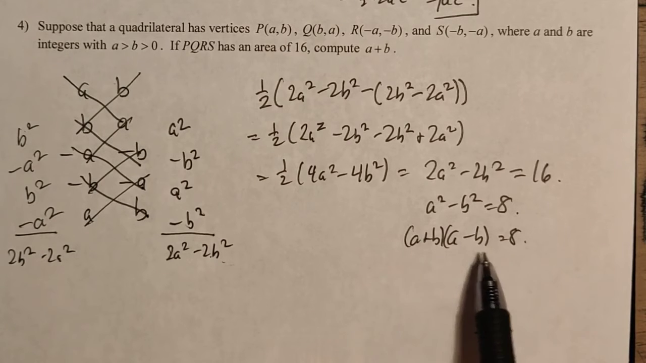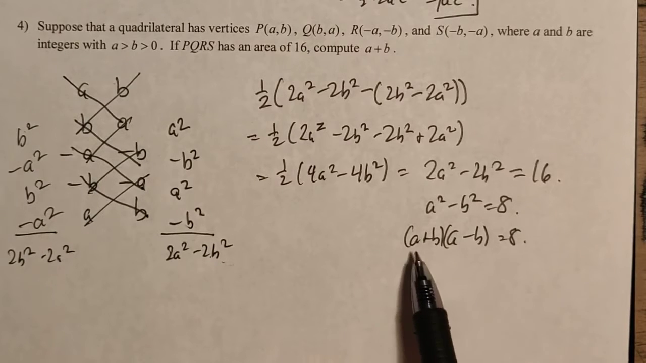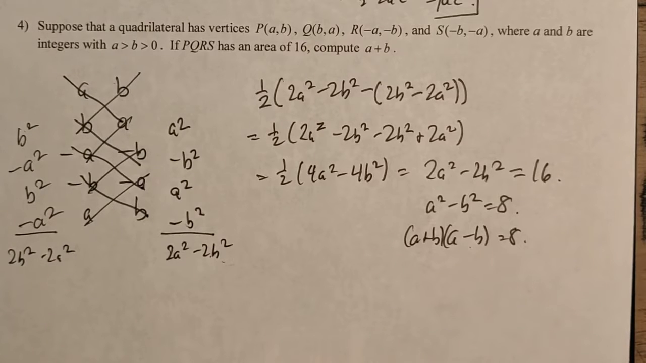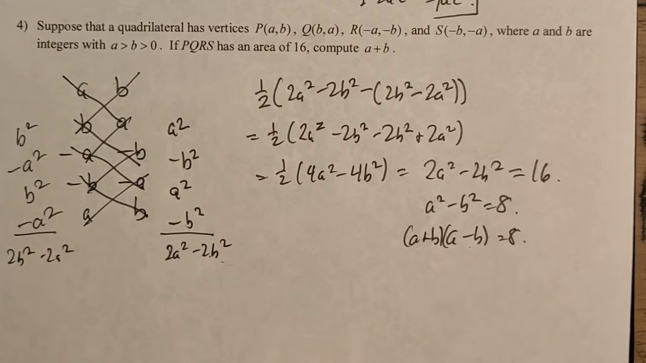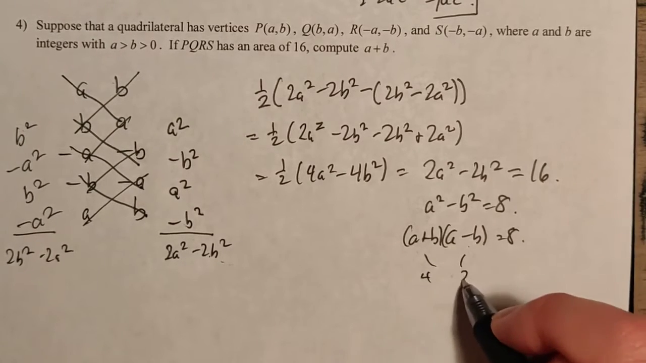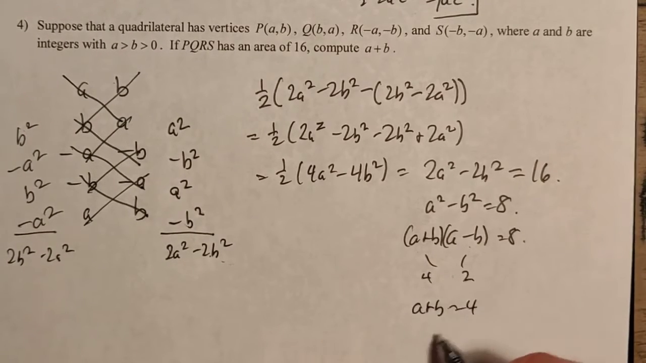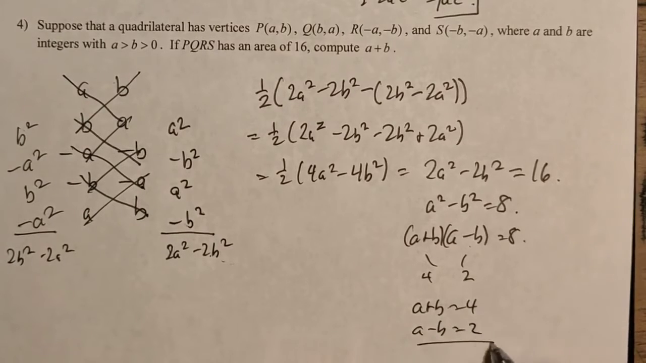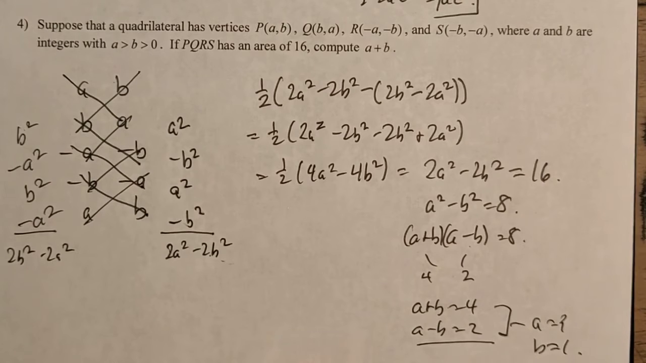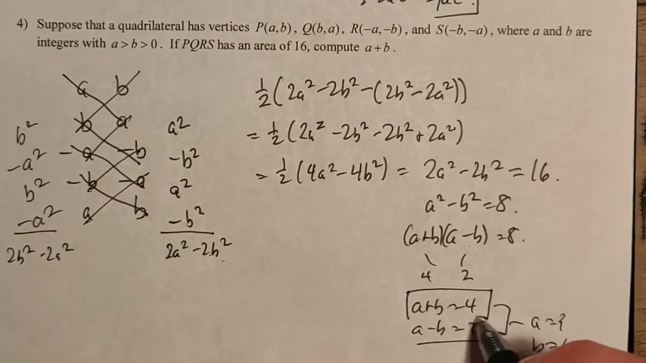Now, if we try putting 8 and 1 here, this is not going to work, because if you put 8 here and 1 here, you're going to get that A and B are not integers. In fact, I think there's actually going to be 3.5 and 4.5. So that doesn't work out. So therefore, let's let this be 4 and 2. We get A plus B is 4, and A minus B is 2, and we see that this indeed works. This yields us A equals 3 and B equals 1 here. So that means A plus B is 4, which is what we wanted.